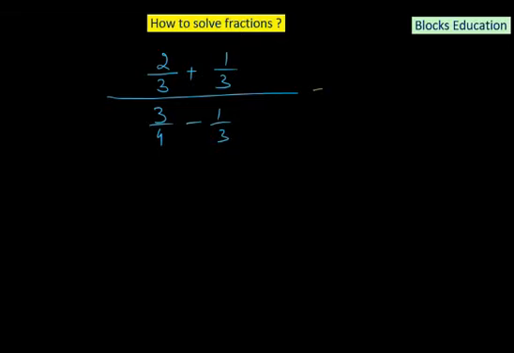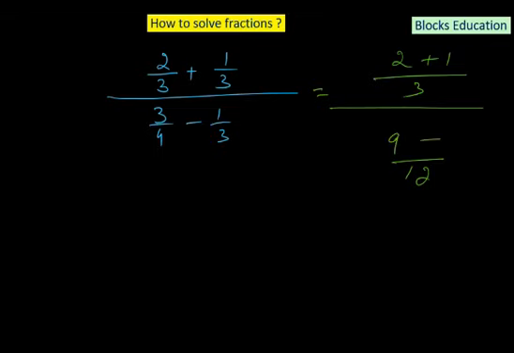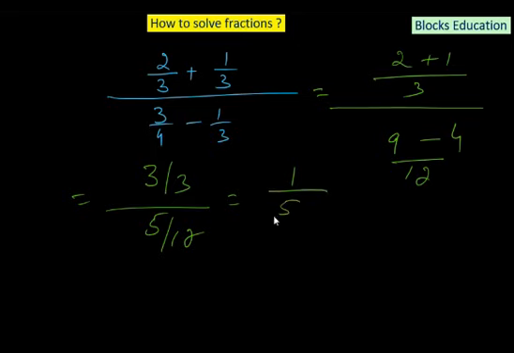So solve them individually. The LCM of 3 and 3 is 3, and we have 2 plus 1 as it is, and the LCM of 4 and 3 is 12. So 4 3s are 12 and 3 3s are 9 minus 3 4s are 12. The answer is 4. 4 1s are 4. So here in the numerator we have 3 over 3, whole over 9 minus 4 is 5 over 12. 3 over 3 is 1, so 1 over 5 over 12.